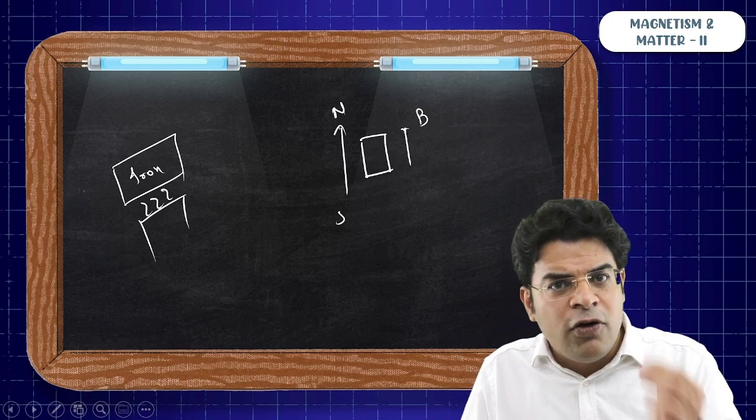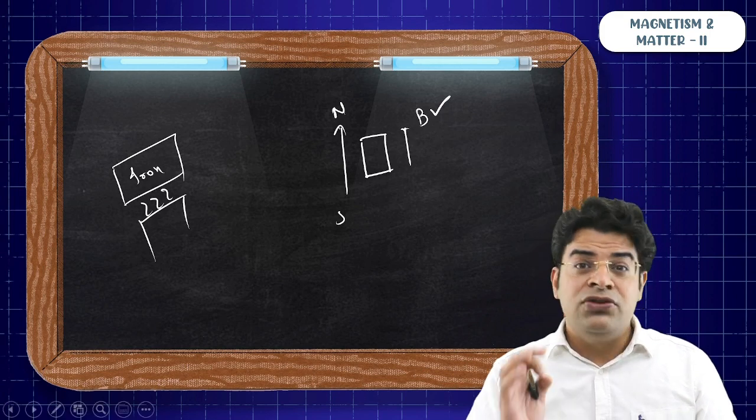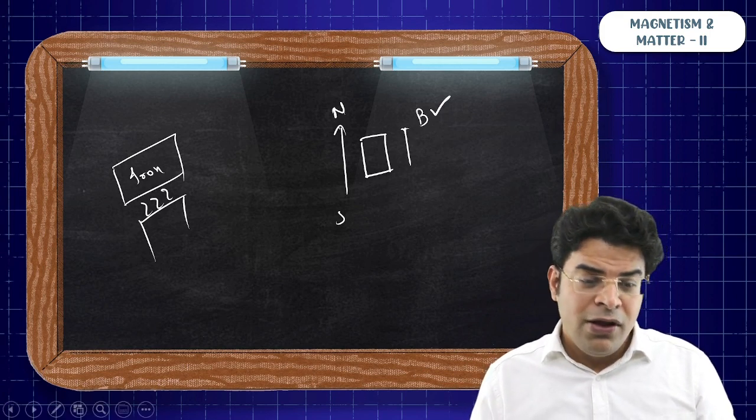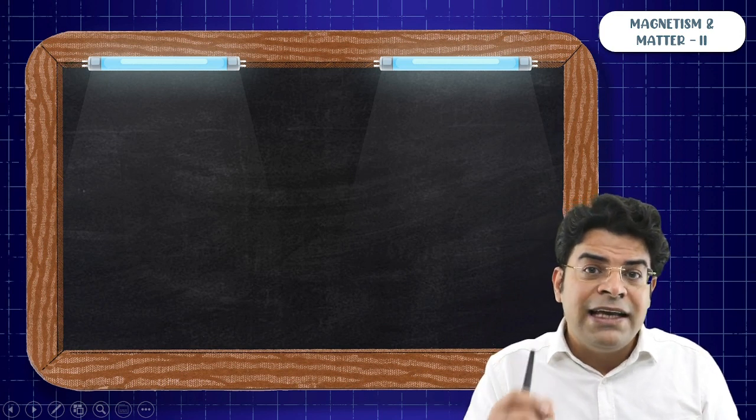But these types of magnets were not strong enough. Why? Because the Earth's magnetic field is not a very strong magnetic field. So we need to understand some terms related to magnetizing a substance.